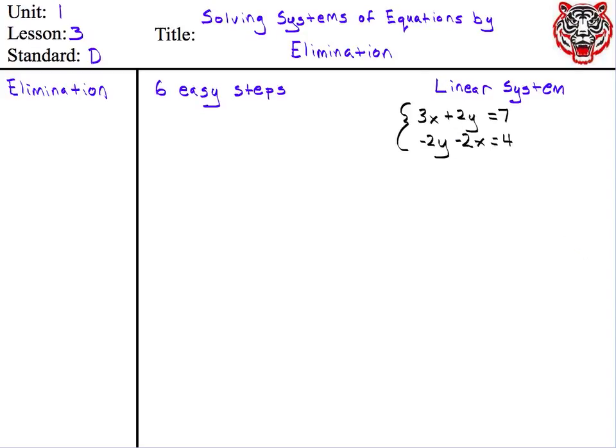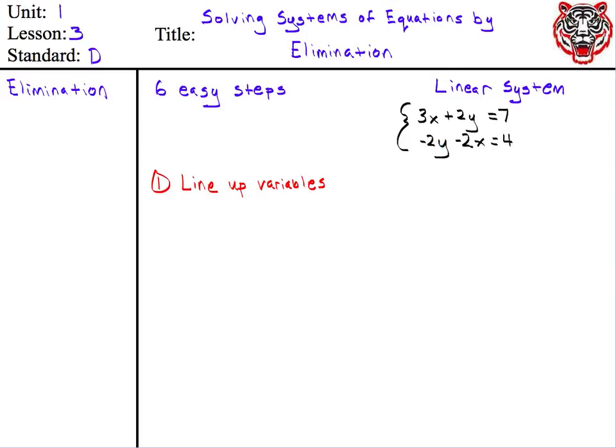So I'm going to color code the heck out of this thing. So step number 1. And there are 6 easy steps, so I think that'll fit. Okay. 1 is line up variables. By that, I mean make sure that the x is above the x, the y is above the y. In this case, we don't have that.